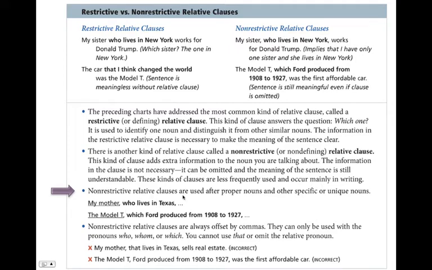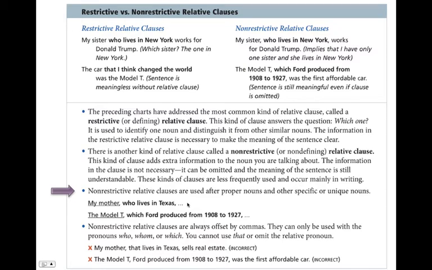Non-restrictive relative clauses are used after proper nouns. Proper nouns, remember proper nouns versus common nouns? So they're used after proper nouns and other specific or unique nouns. For example, my mother, that's unique. I only have one mother. My mother, who lives in Texas. Now this has to be a non-restrictive relative clause because I have only one mother. I cannot have more than one mother. So you see, this one must have a comma.